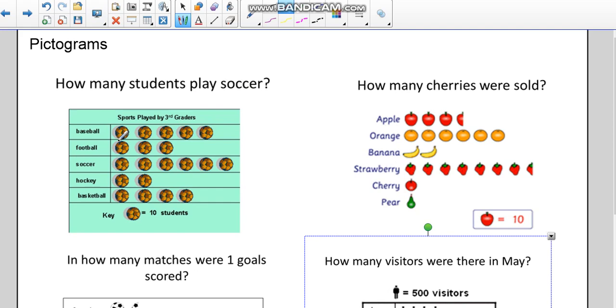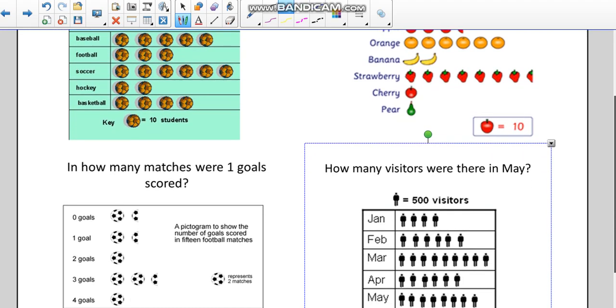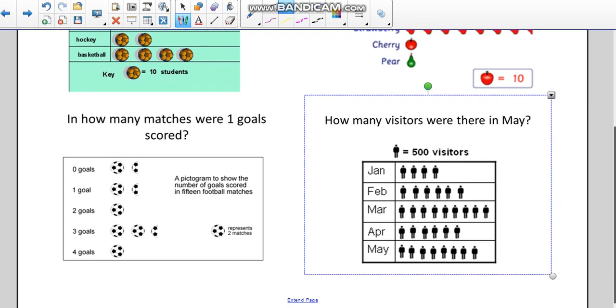Just have a look and see if you can work out what some of the key features are for a pictogram. What always has to be included with a pictogram. Don't worry about the questions at the top. You can answer them if you want, but I'm more interested in the pictogram. What are some of the key features? What appears in every pictogram? Okay, I'll just scroll down. Okay. We've got one with footballs here, one with people.